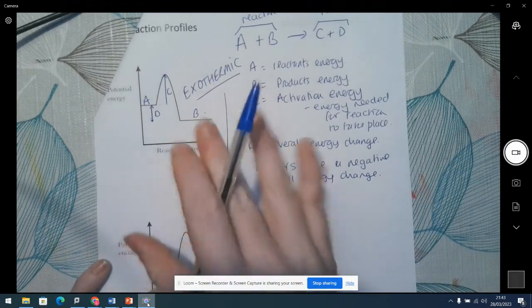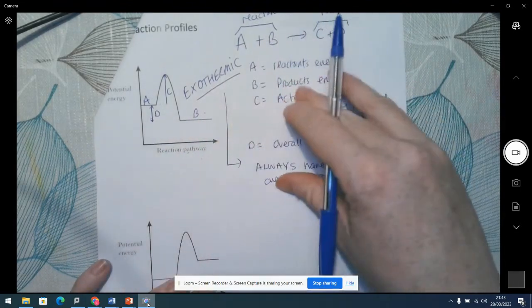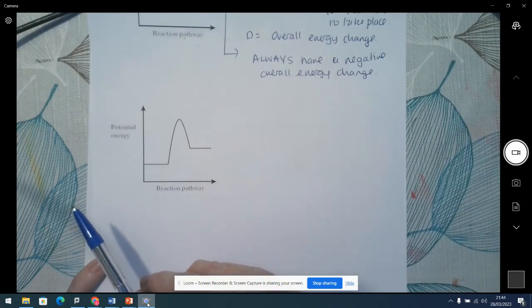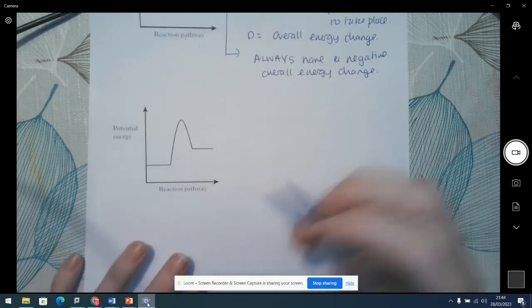So what I'm going to get you to do is pause the video, take on board what we've discussed here, and see if you can label this specific diagram. And again, try to explain why it might be showing an endothermic reaction. So pause the video and give that a go. Okay, so hopefully you'll be able to do that.